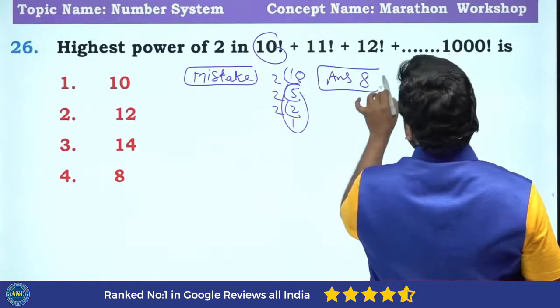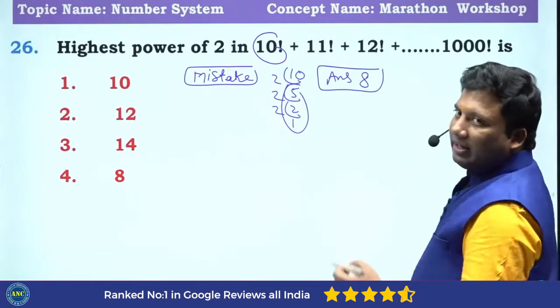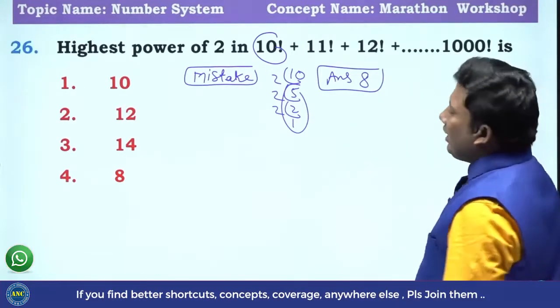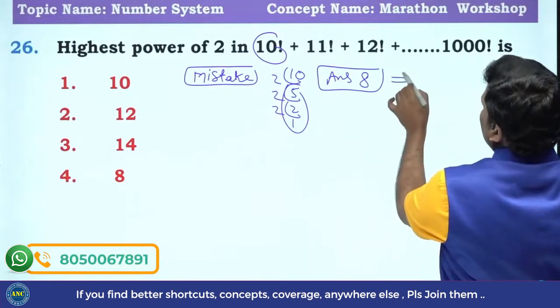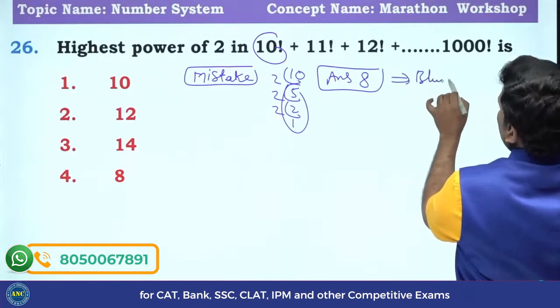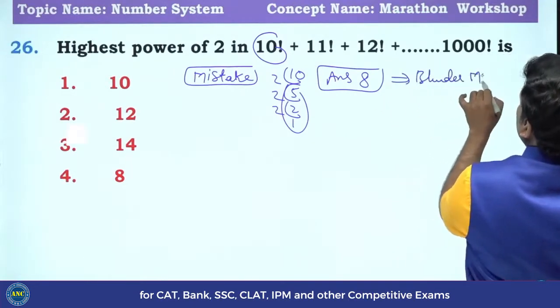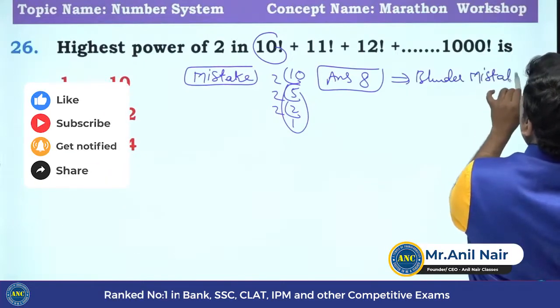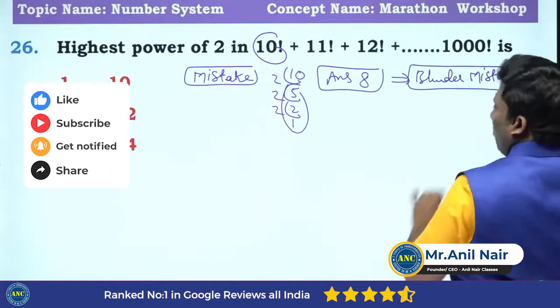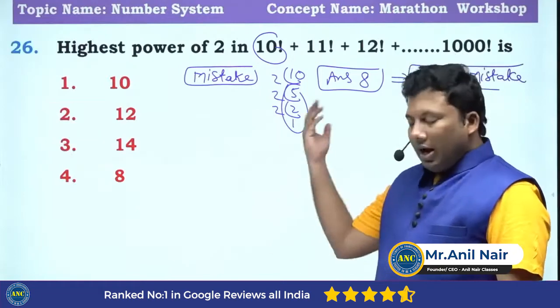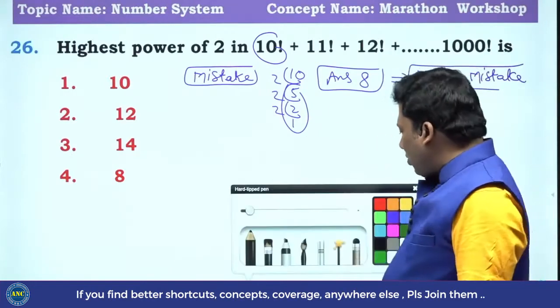Without even thinking mathematically, why are you taking only 10 factorial? Directly you will write it. This is a blunder mistake. This is a mistake. Most of the students will do it. I don't know what kind of teaching they have gone through.